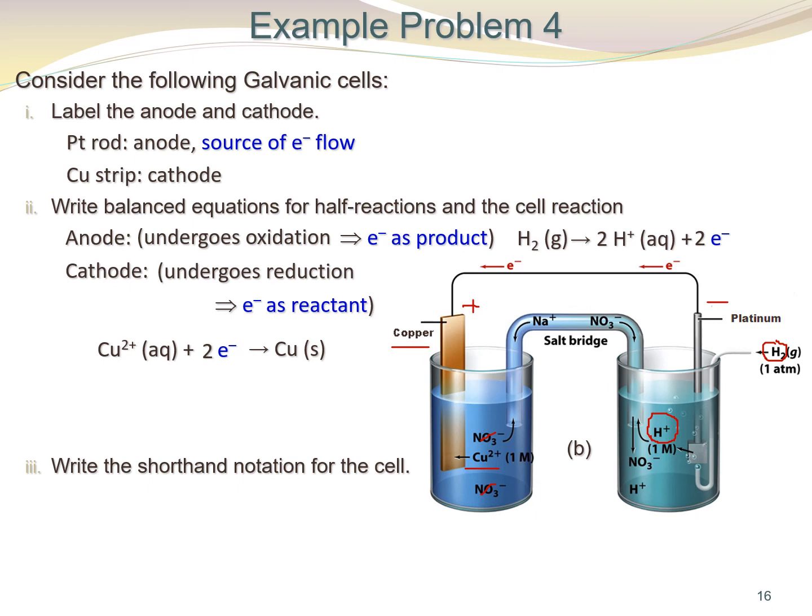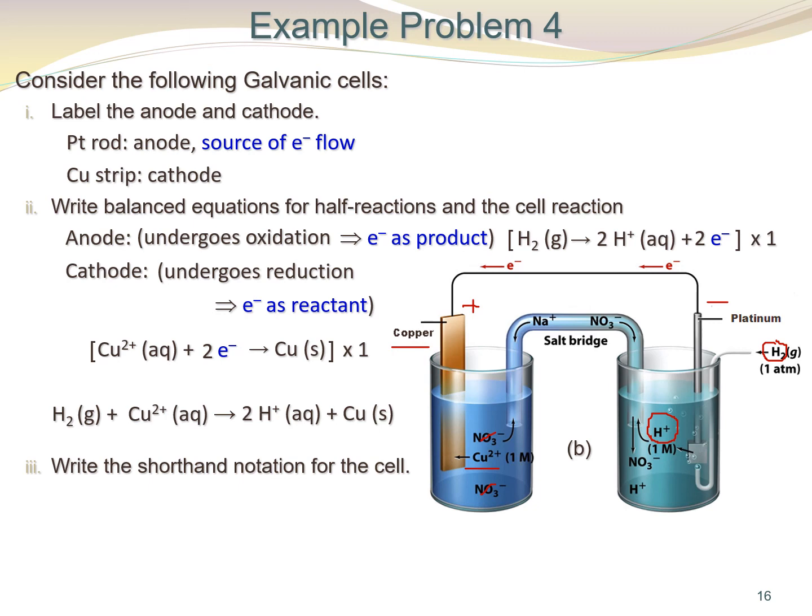Both half reactions have 2 electrons, which means we can simply add these two together because we do not have to multiply, or multiply both by 1. Means we do not multiply anything. And put them all together. So we have one hydrogen reacting with copper 2 plus, yielding H2, H plus, and copper metal.